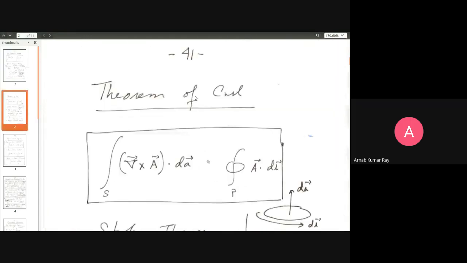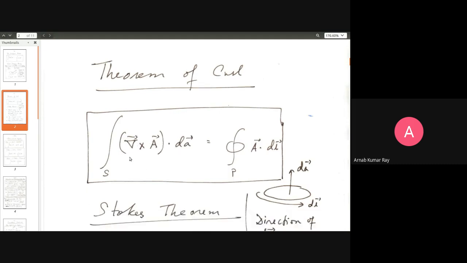So let us see the theorem of curl: curl of A dot dA. So basically you can see what we have got over here. It's an open surface. See, I did not put a circle over here. Open surface, curl of a vector: you're finding the flux of the curl of a vector through that open surface, like, let's say, a sheet of paper.